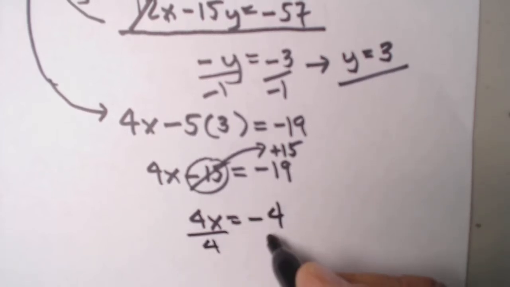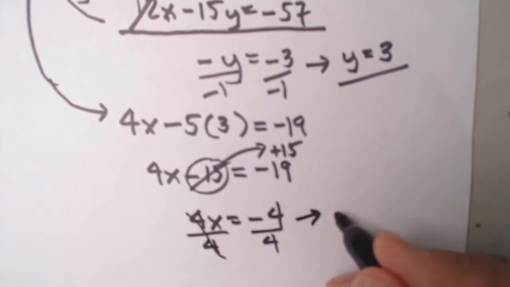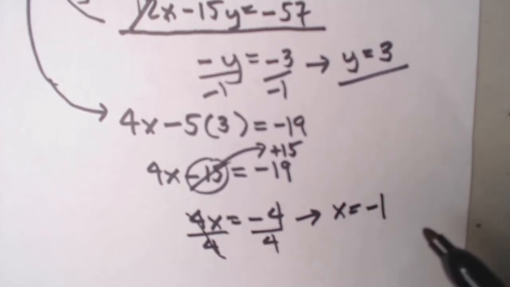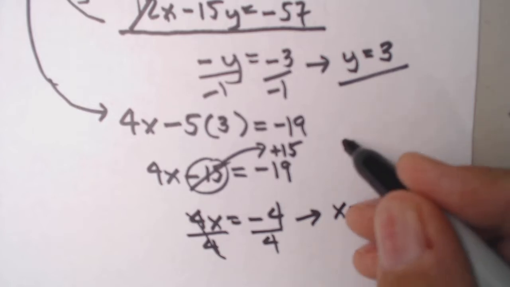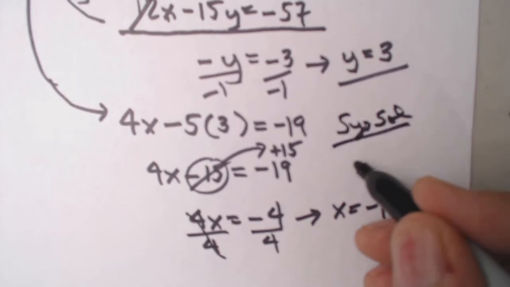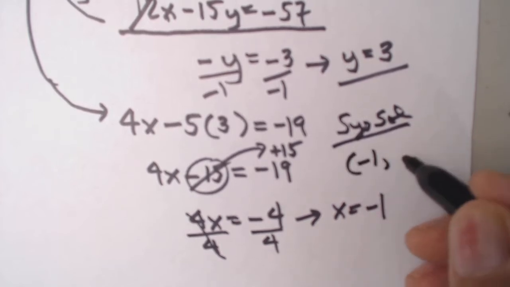Well, divide both sides by 4. The 4's cancel out here. Looks like x equals, well, it's going to be just negative 1. There's a single minus sign. 4 divided by 4 is 1. Okay, again, what's our system solution here? Well, our x value is negative 1, and our y value is 3.